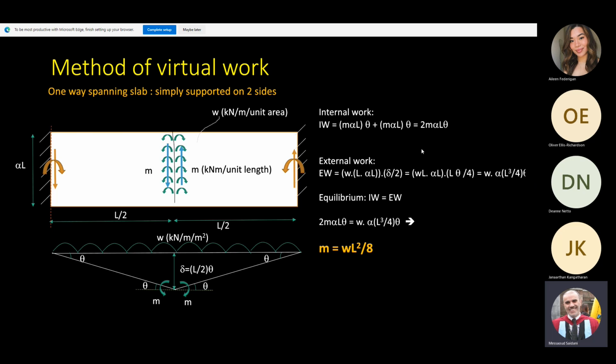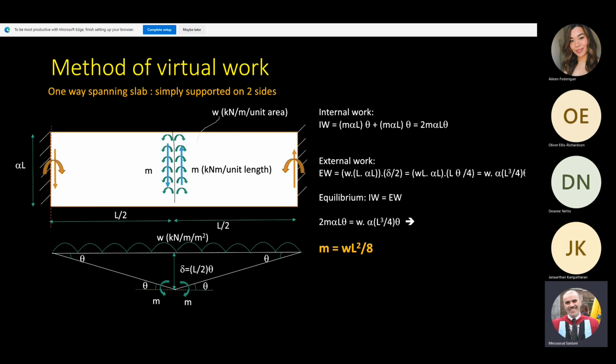This is exactly what we did for the external work. We take the UDL and we multiply it by the area. And the area of the slab is alpha L times L. So you have alpha L times L, that's the area of the slab on which the UDL is applied. So you have UDL times area times, do you remember when we have UDL? What did we say? We take the, what displacement? What displacement do you take if you have UDL?